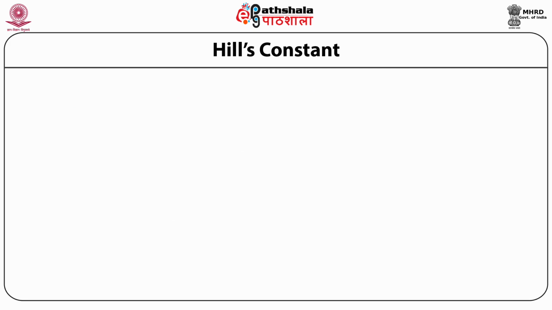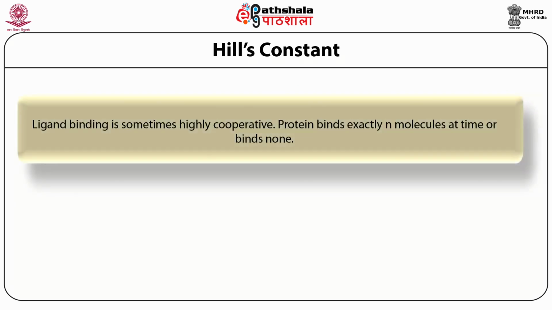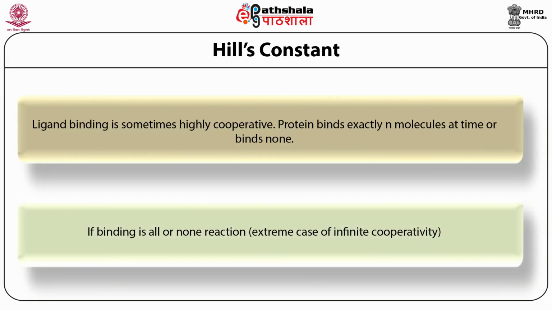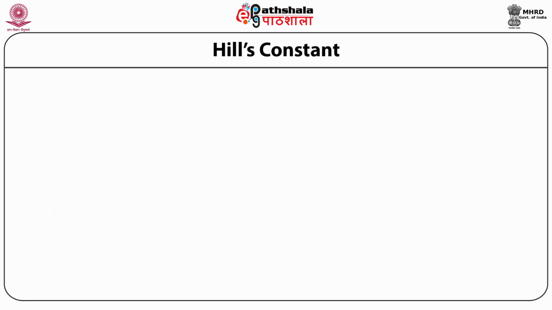Hill's constant. Suppose our ligand binding is highly cooperative. What that means is the protein binds exactly n molecules at a time or binds none. So the protein exists as either PLn or simply protein. This is called an all-or-none reaction, and this is the extreme case of infinite cooperativity. So let's calculate the fraction of bound protein in the case of cooperative systems.